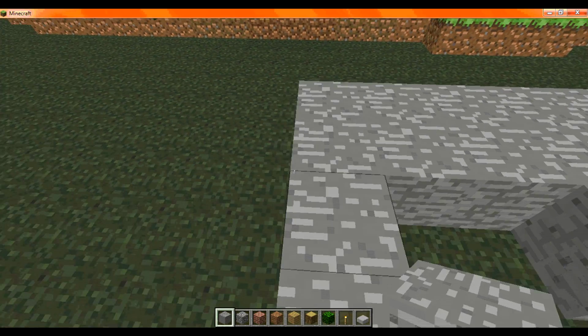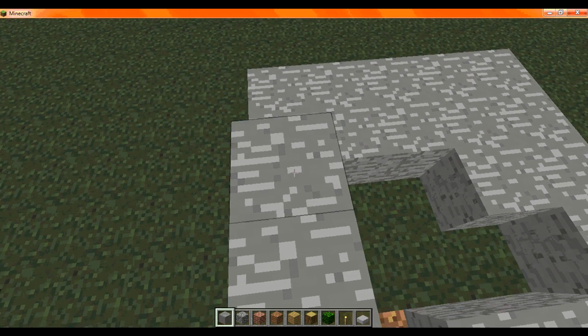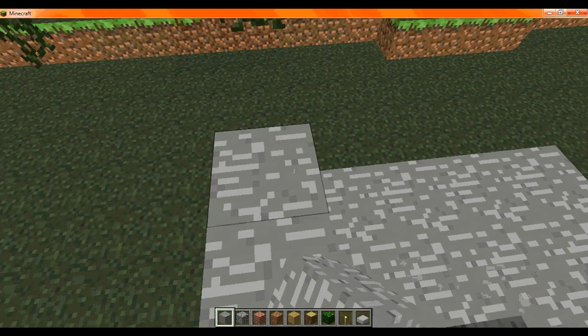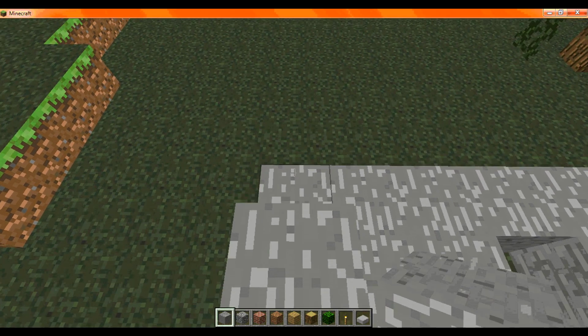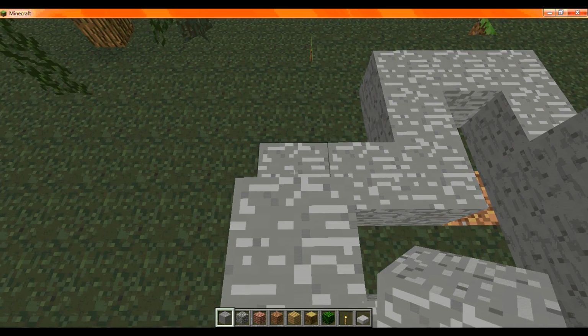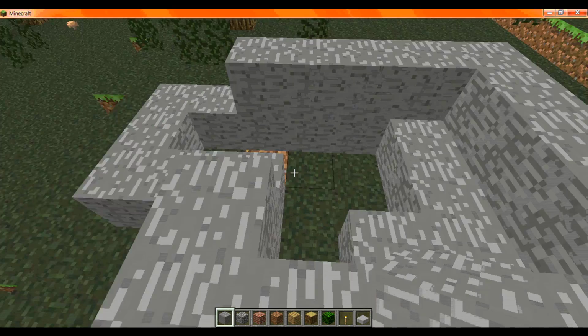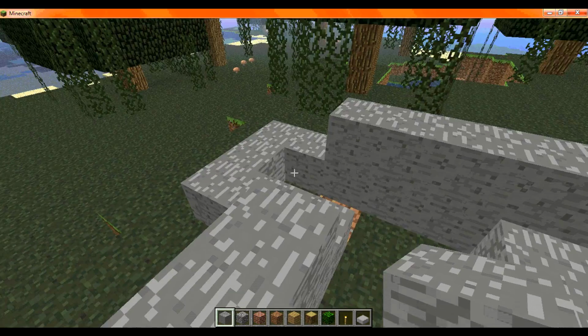and then make a second level. So, 2, 3, just like this, on the outside. Then after this, you're gonna have to put a block right here and then make a third level.